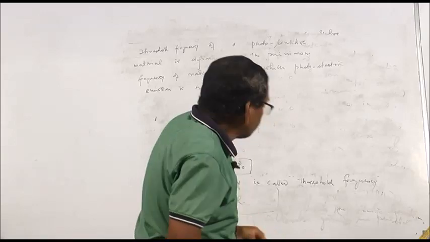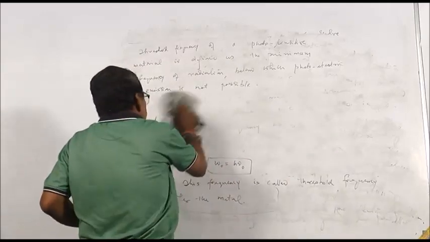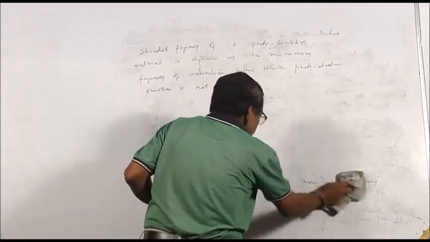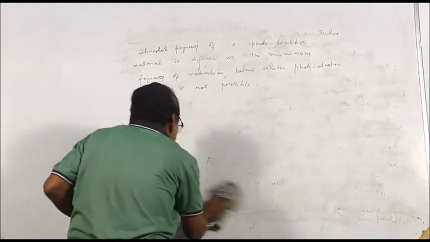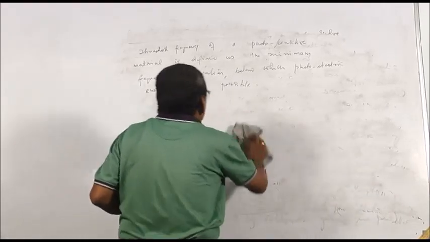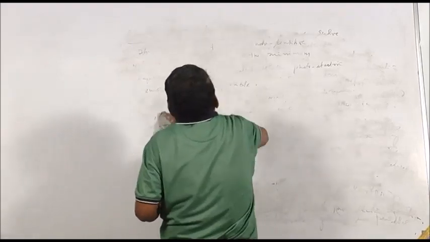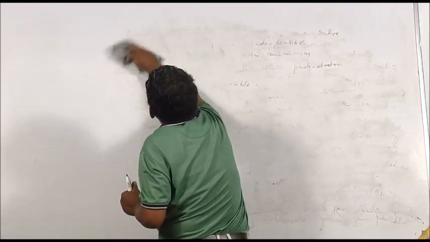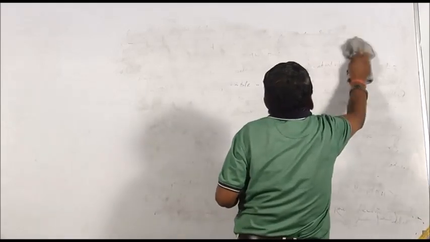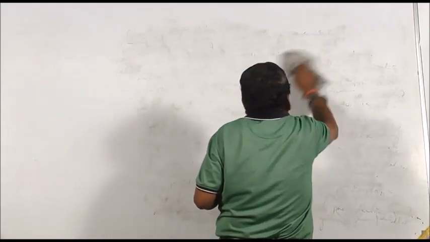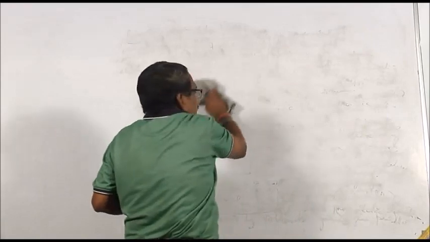This is how you can explain Einstein's photoelectric effect and the Einstein's photoelectric equation. Then we shall discuss different characteristics of photoelectric effect or laws of photoelectric emission.